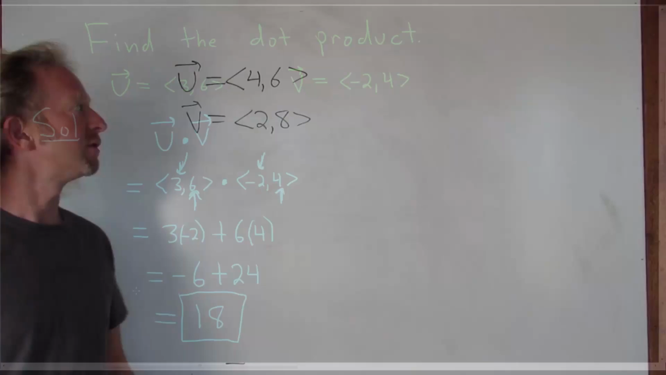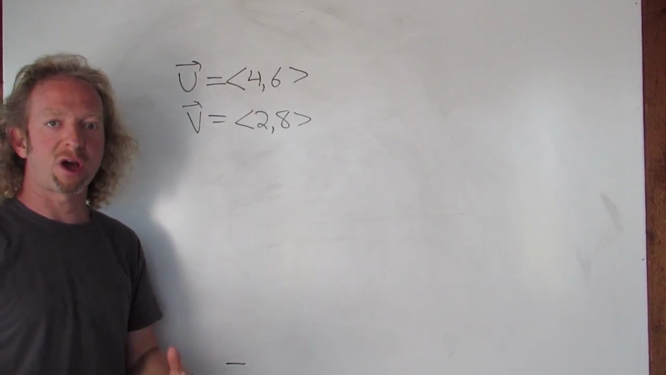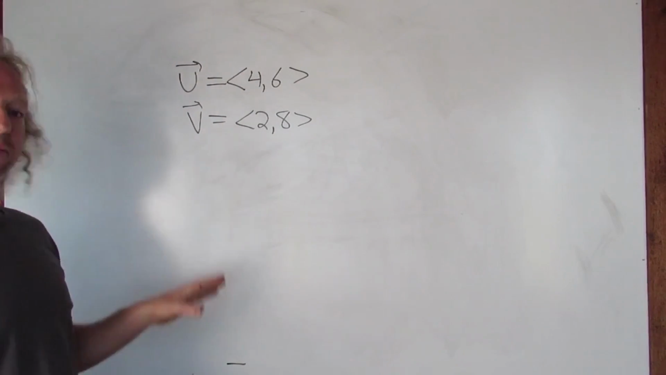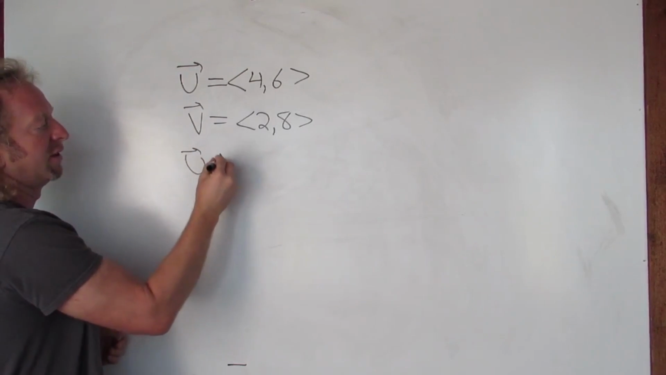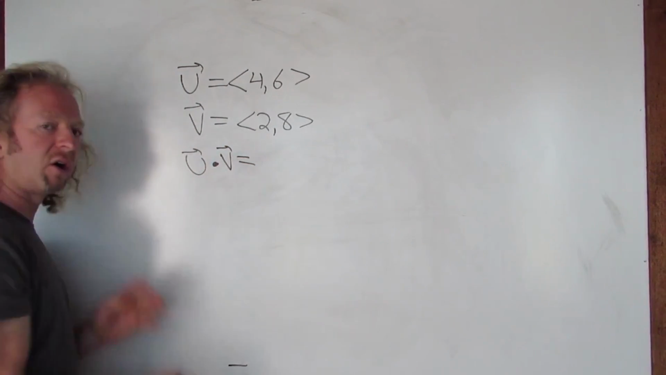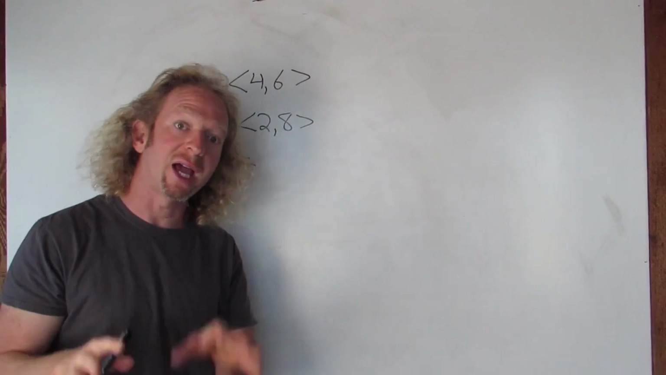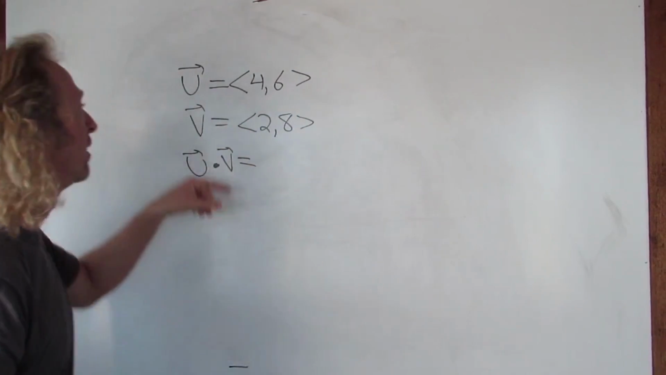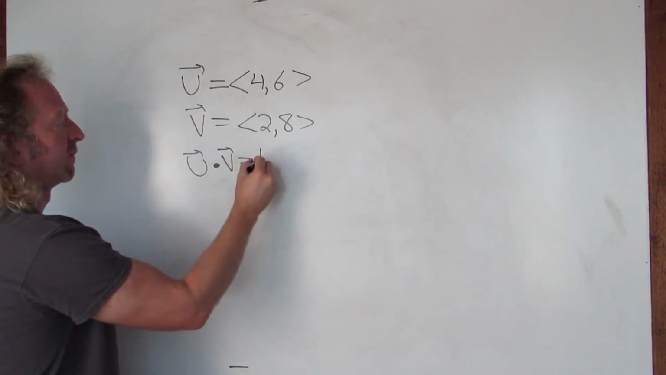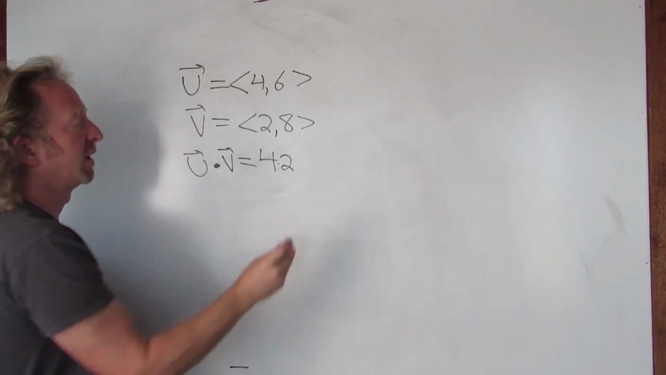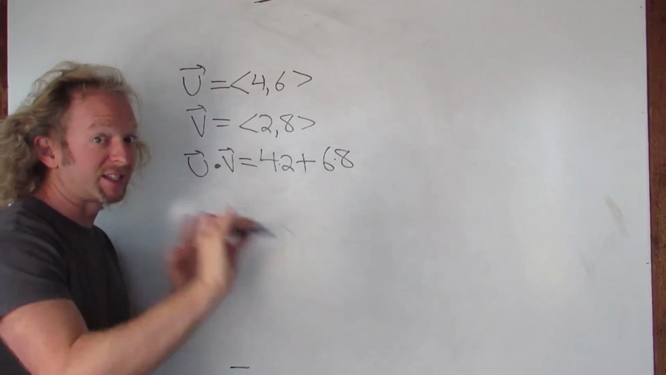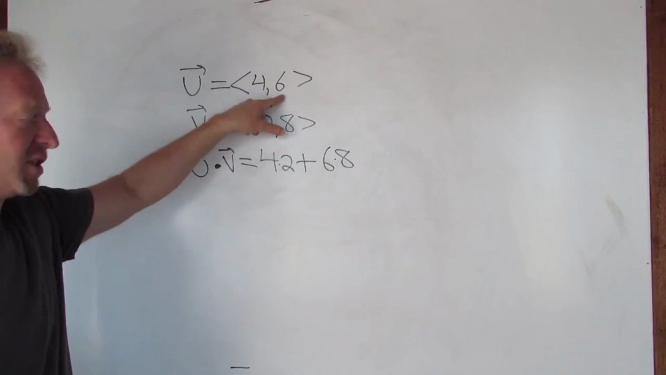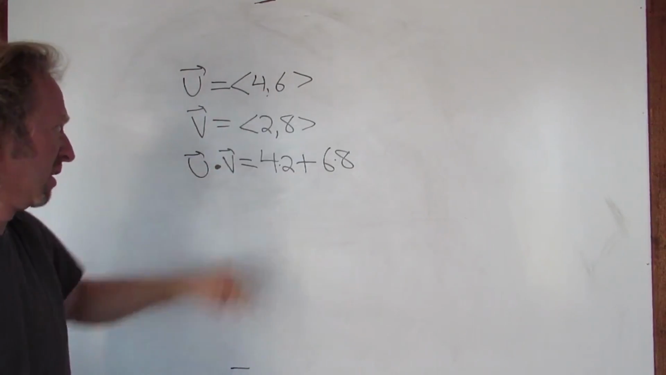Hey everyone, so in this video we're going to find what's called the dot product of these vectors. So to find the dot product, you write u, and you put a dot, and then v. All you have to do is multiply the x's and add, and then multiply the y's and add. So you do 4 times 2, then you put a plus sign, then you do 6 times 8. That's it. So it's just 4 times 2 plus 6 times 8.